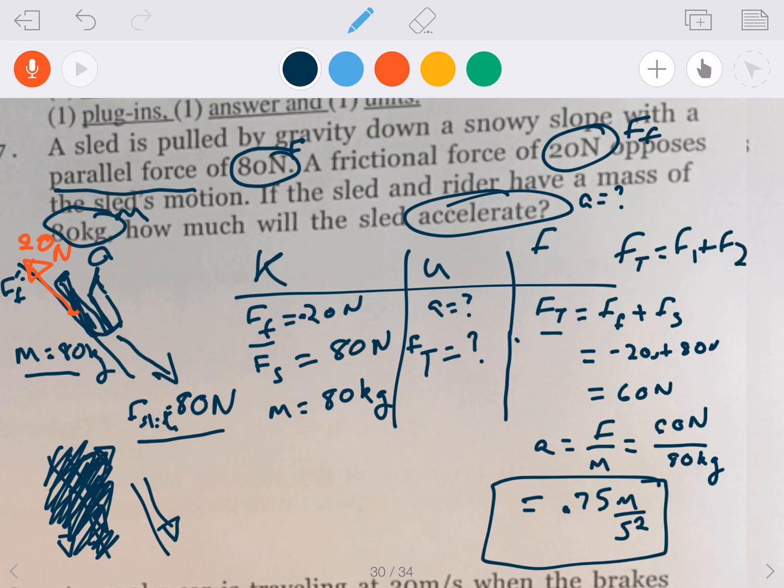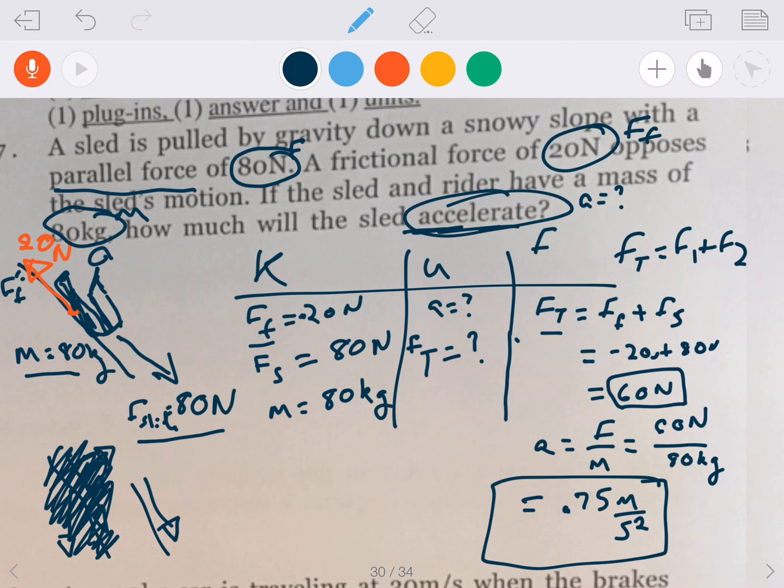But it's the force of friction plus the force of the slide. That's a sum. So force of friction is negative 20 newtons. Force of the slide is 80 newtons. Add them together and we get 60 newtons. But that's actually not what the question's asking for. It's asking for acceleration. So now I go back to my equation sheet, and acceleration equals force divided by mass. So 60 newtons divided by 80 kilograms, and I got 0.75 meters per second squared. So that is the answer.